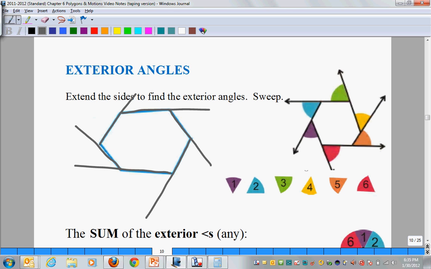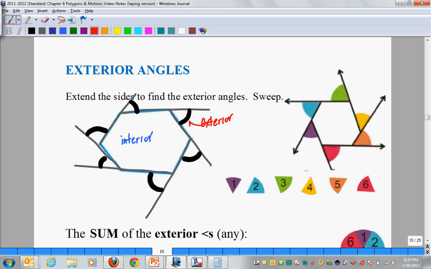Okay, now I'd like you to sweep the angles on the outside. These angles that you've swept on the outside, those are called exterior angles. They're called exterior because they're outside versus interior, which is inside. This would be the interior. These angles are called the exterior. Now those have a property too. Look at the diagram to the right.